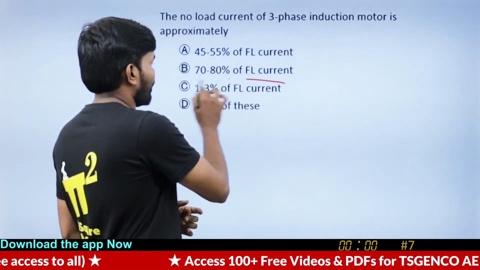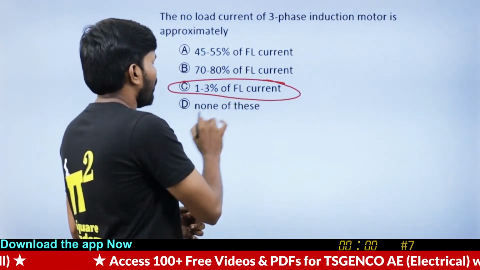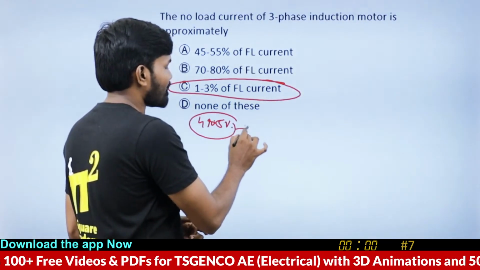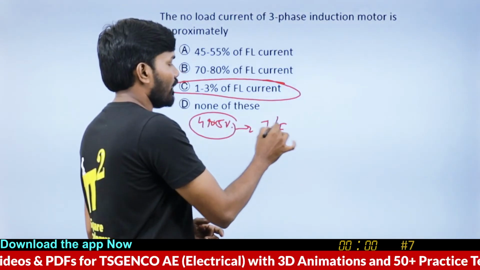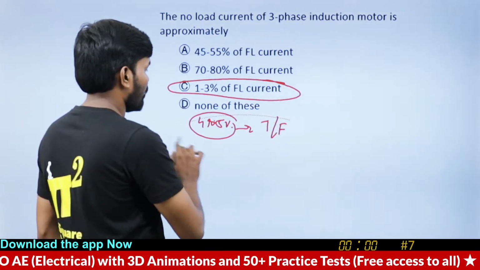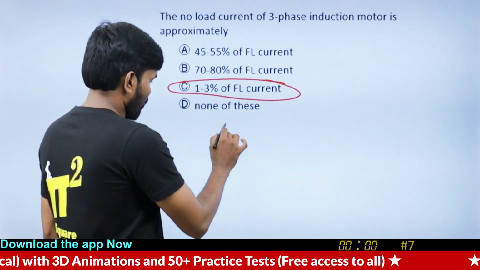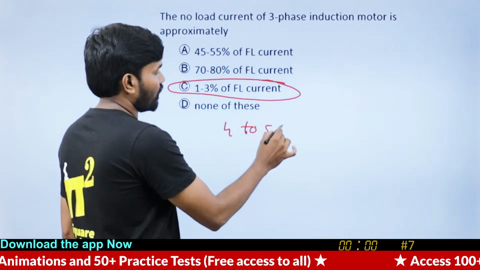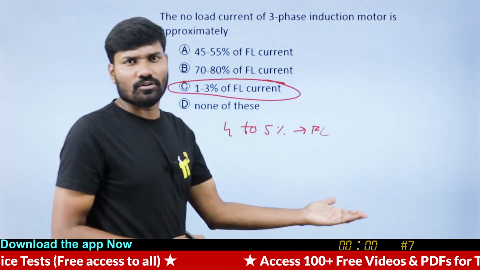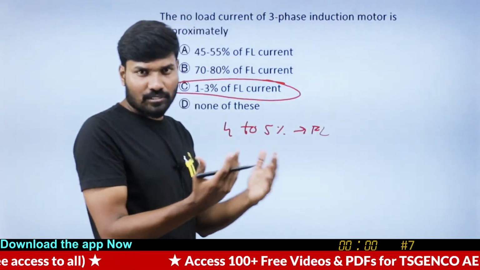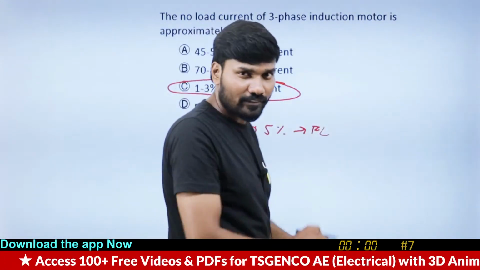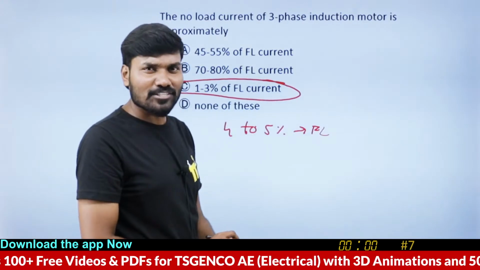Option C is correct. 4 to 5% of the full load current is correct if it is a transformer. If it is a transformer, the no load current is 4 to 5% of full load current. Now, in case of an induction machine also, it is the same, because a transformer and an induction machine are the same, right? So for an induction machine also it should be the same. Am I right? No, it is not the same. Why is it not the same?